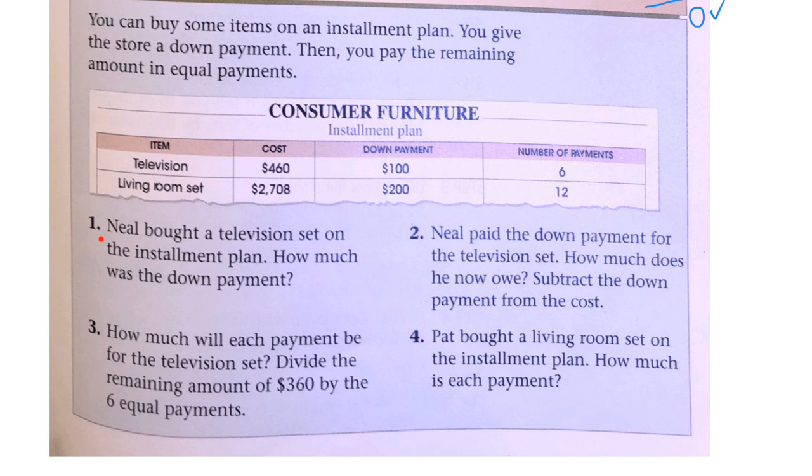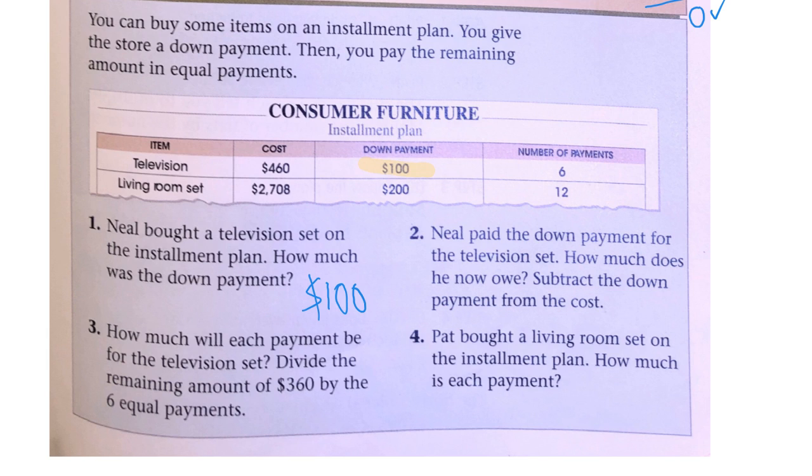So let's see about number 1. Neil bought a television set on the installment plan. How much was the down payment? So now we just want to read the chart. The down payment of the television set is right here. So that's $100. So the installment plan down payment for the television set is $100.